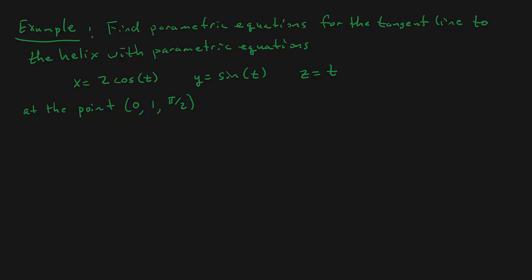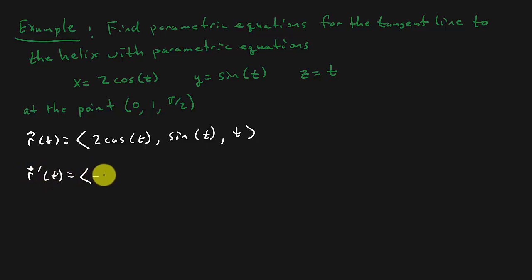All right, so we want to find the parametric equations for the tangent line. So let's write down r. So r is the vector cosine t, sine t, and t. And then we're going to need to take the derivative. So we've got r prime of t is equal to negative sine t, cosine t, 1.